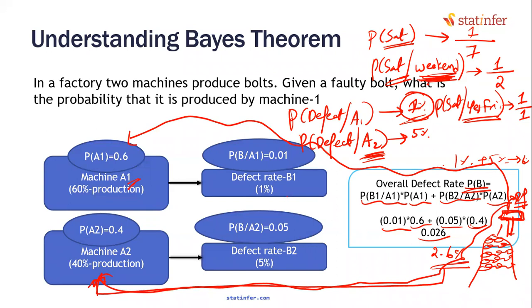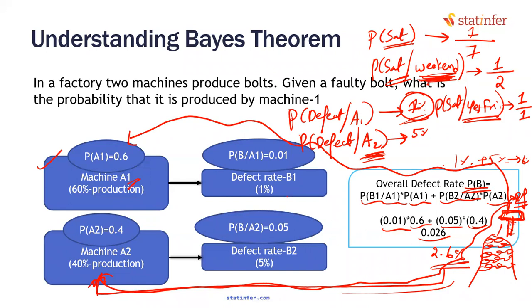Given this is defective, can you find the probability of it being produced by A1 or produced by A2? Can you tell me that probability? So from here it will go here. Usual probability goes from left hand side to right hand side, but Bayes theorem goes from this side to this side.